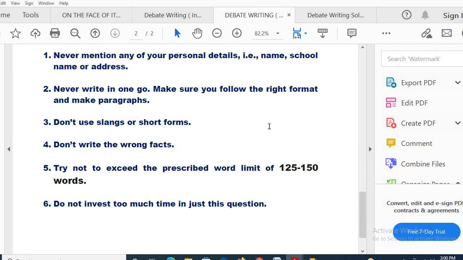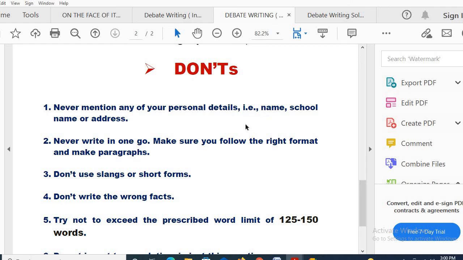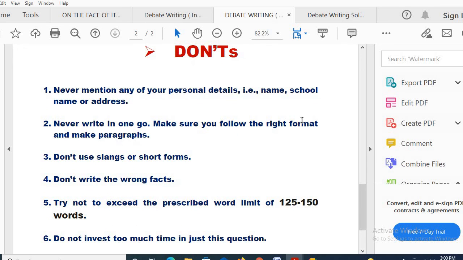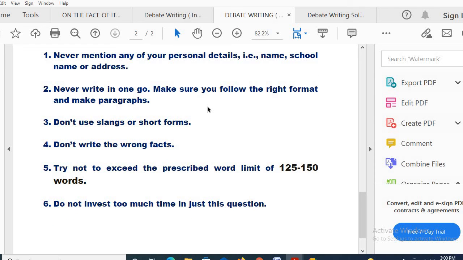Now, what are the things you should avoid? First of all, don't give your personal details, not needed. Name, school, address, no need. Never write in one go. Please change the paragraph, and as I told you, leave a certain space after completing one paragraph. It looks clear and the handwriting also looks distinct. Remember it. Don't use any slang terms or any short forms or abbreviations. Practically speaking, frankly speaking, not needed.